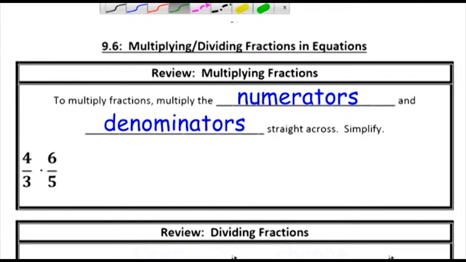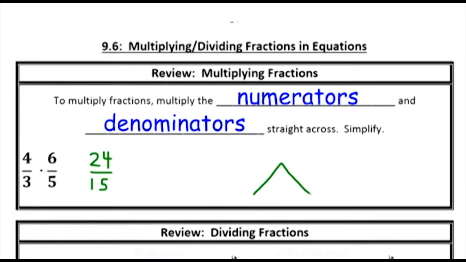4 times 6 equals 24. 3 times 5 equals 15. And as always, simplify is the very last step. Every time you hear that dirty F word of fractions, you simplify. So I'm going to do the double mountain method today. So I'm going to find my factors of both values.